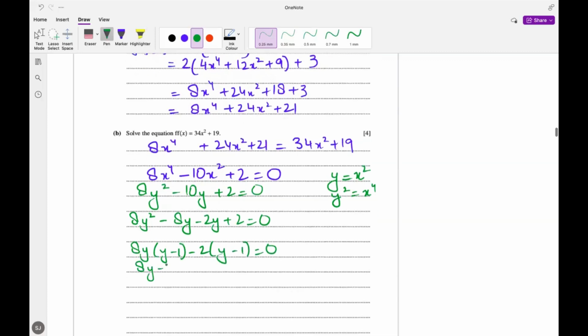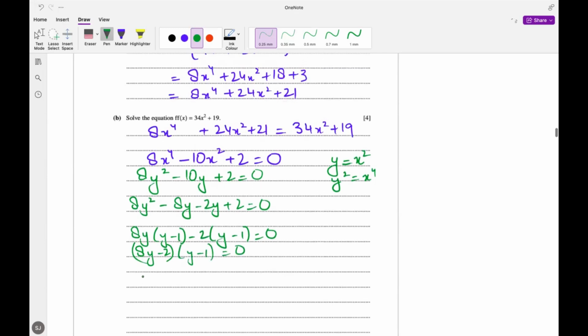This will become 8y minus 2 into y minus 1 equals to 0. So y will be equals to 2 upon 8 and y will be equals to 1, or we can write it as 1 upon 4. Once we have the value of y, now we can find the value of x using the substitution. So y was equals to x squared. In place of y, if we put 1 upon 4 is equals to x squared.